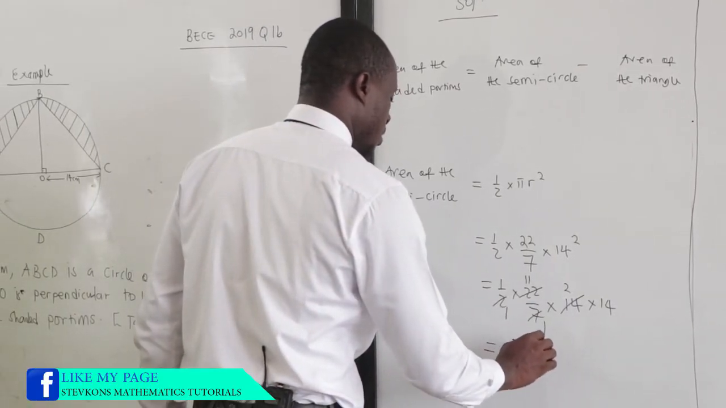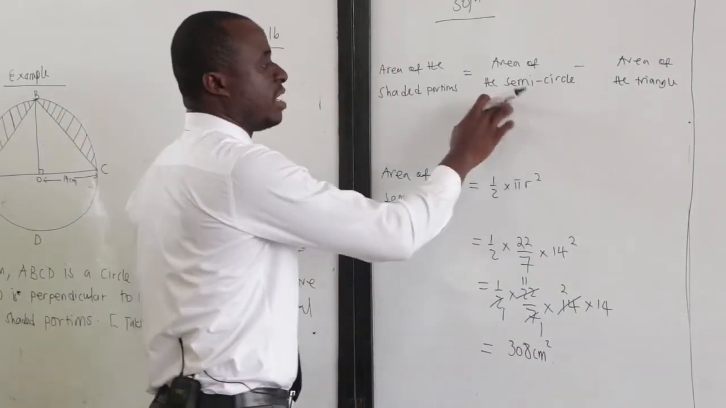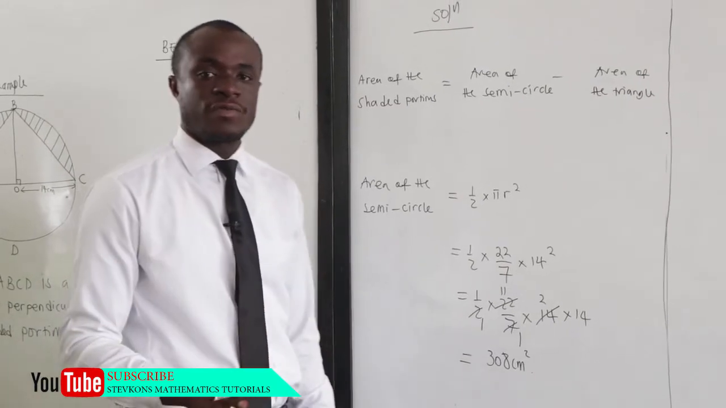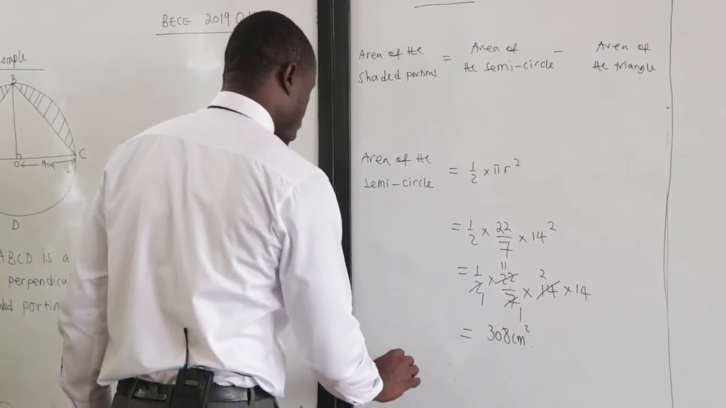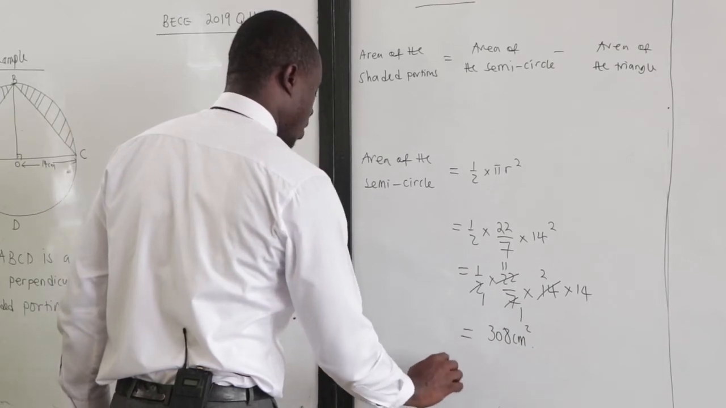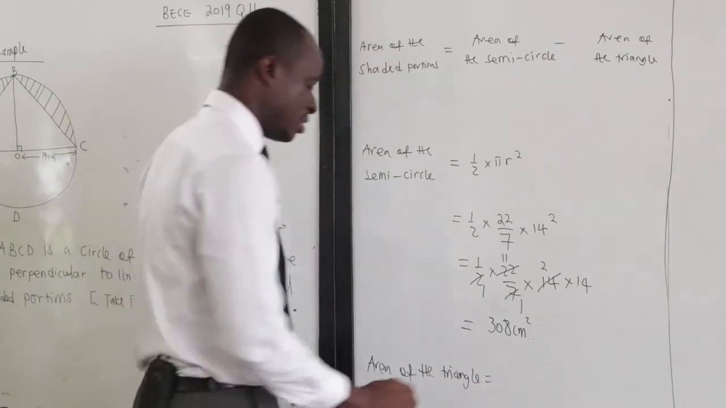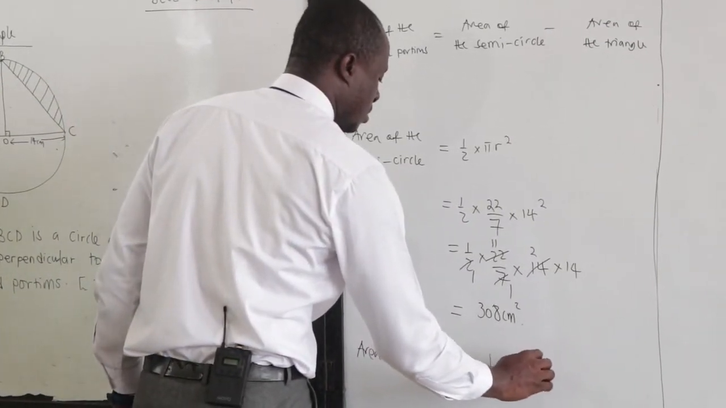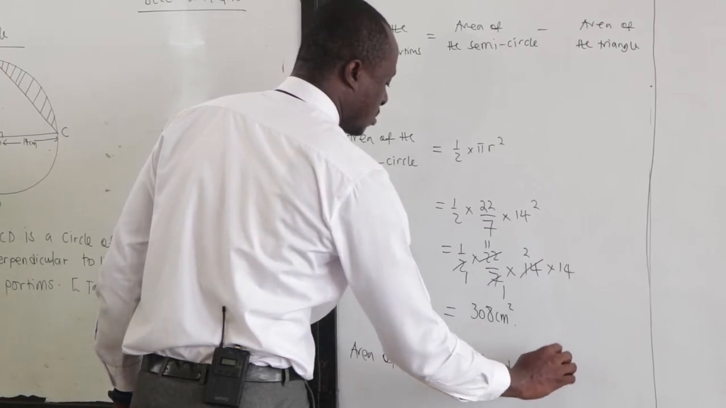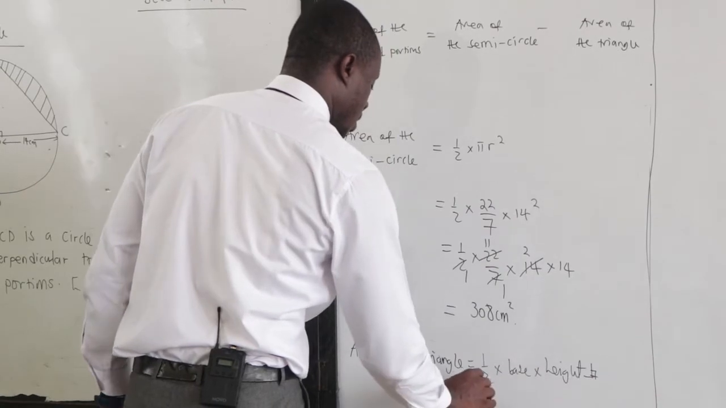That is centimeters square. So we are done with the area of the semicircle. The next one is for us to find the area of the triangle. Area of the triangle is given as half times the base times the height. That's the perpendicular height.